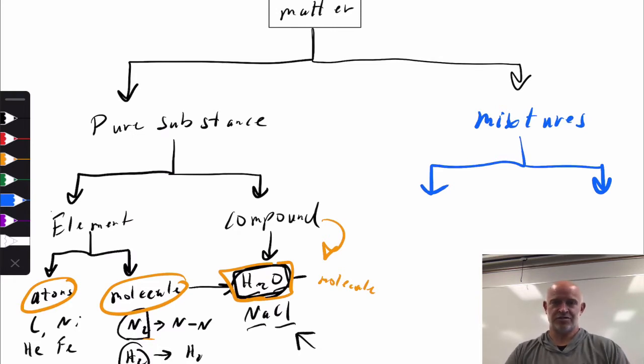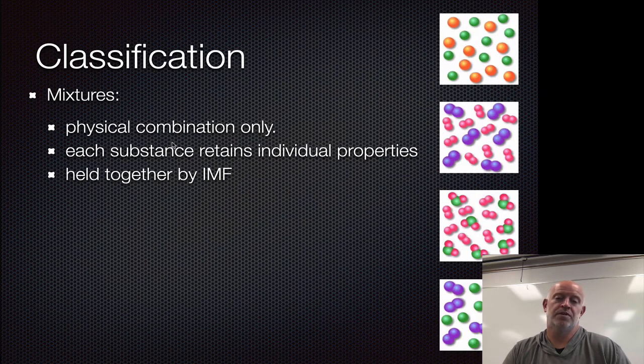Mixtures can be very macroscopic, like a bowl of M&Ms. That's a mixture. Mixtures can also be very, very microscopic. Think of dissolving salt into water. That's actually a mixture. So mixtures don't create new substances, but the blended effect gives us a desired result.